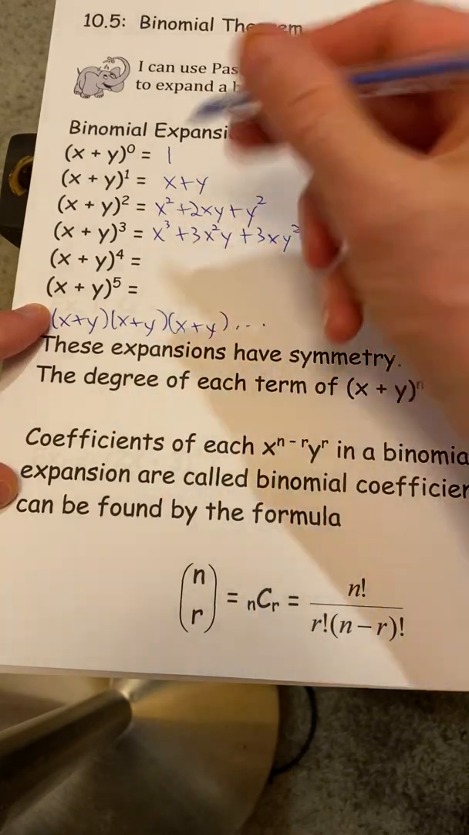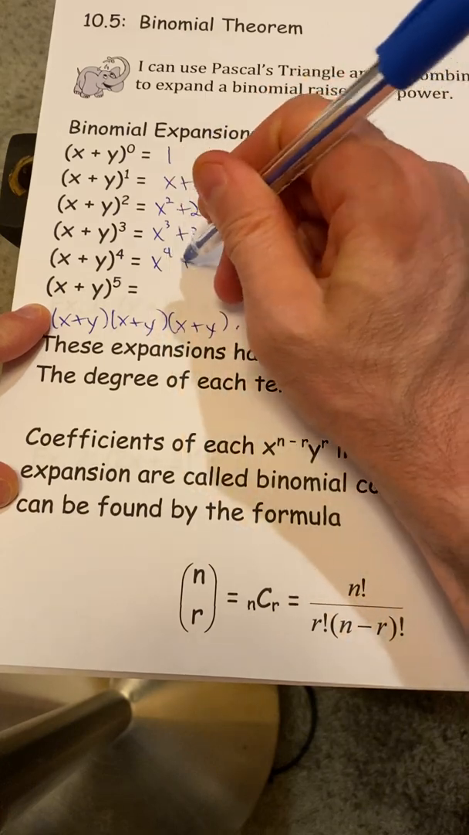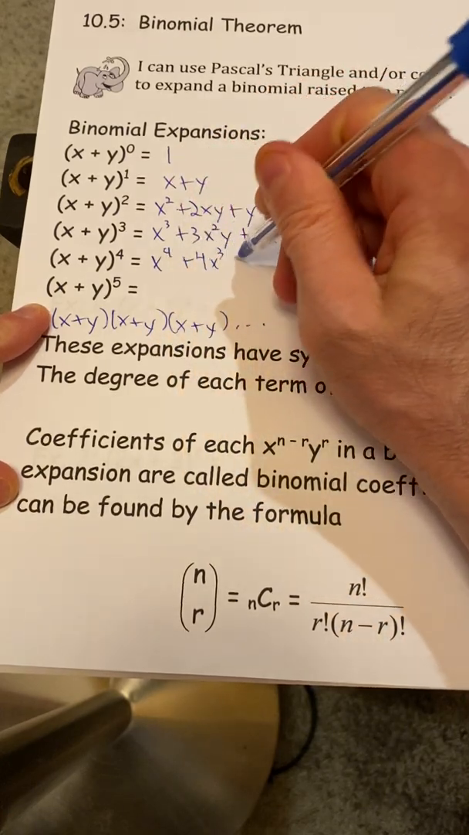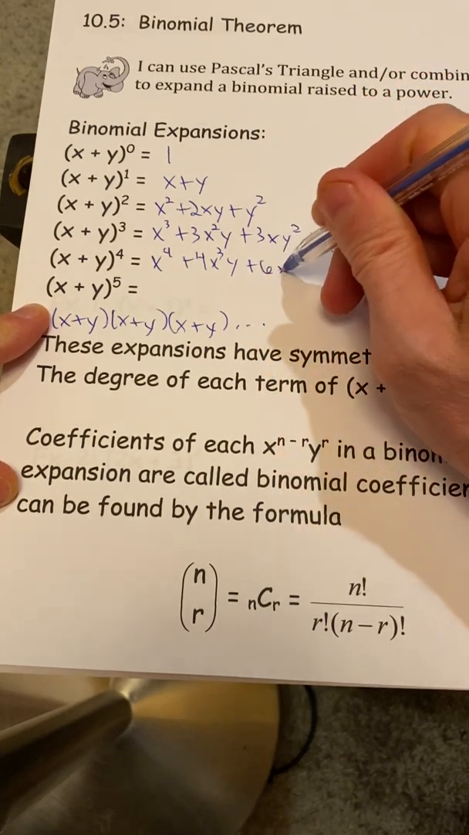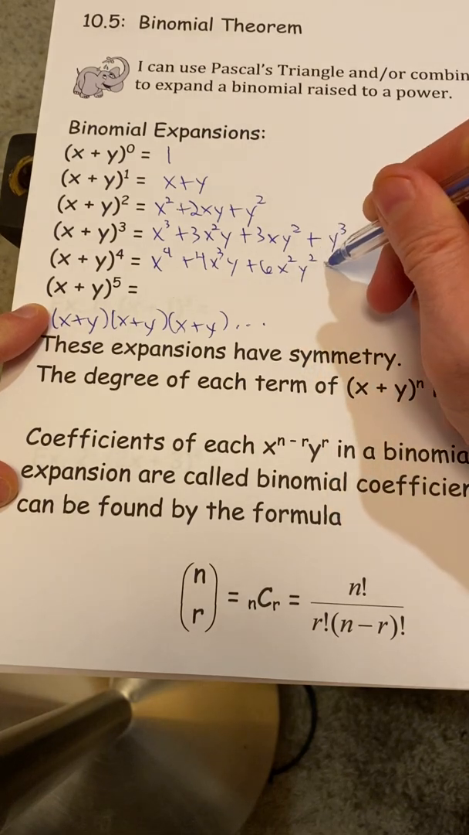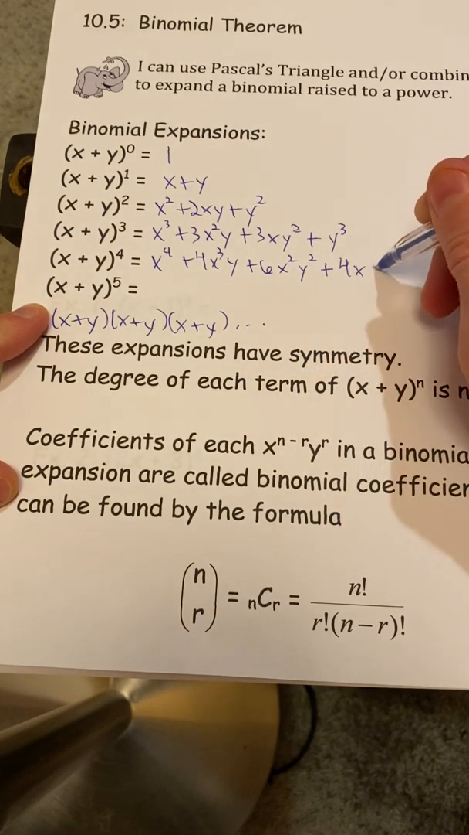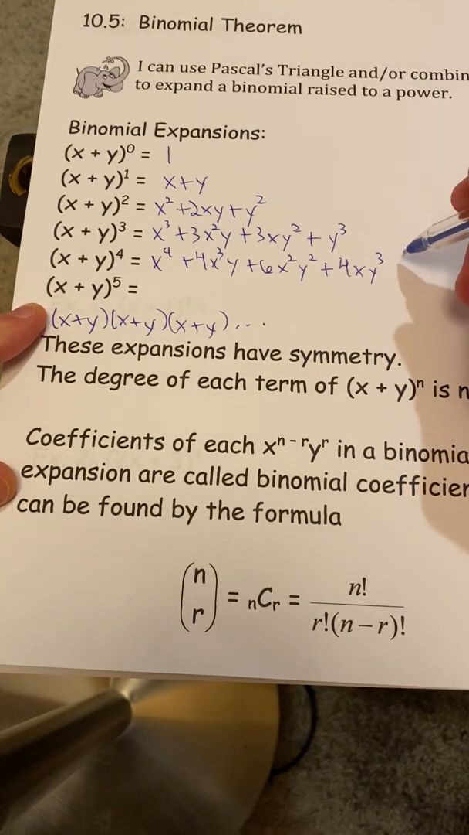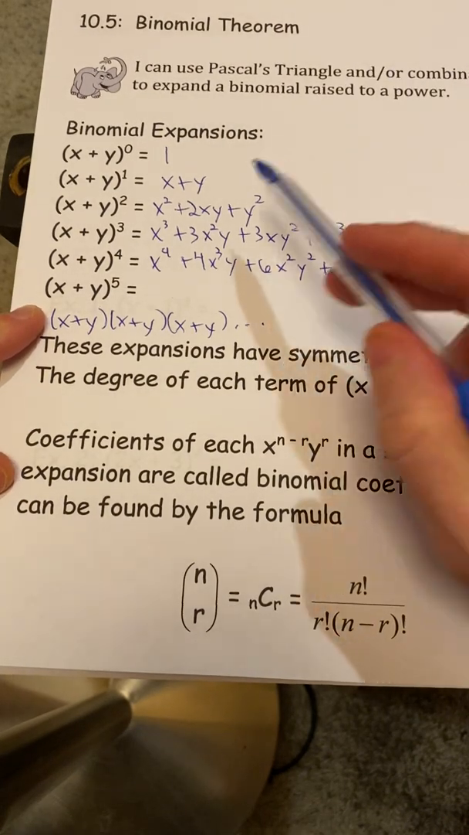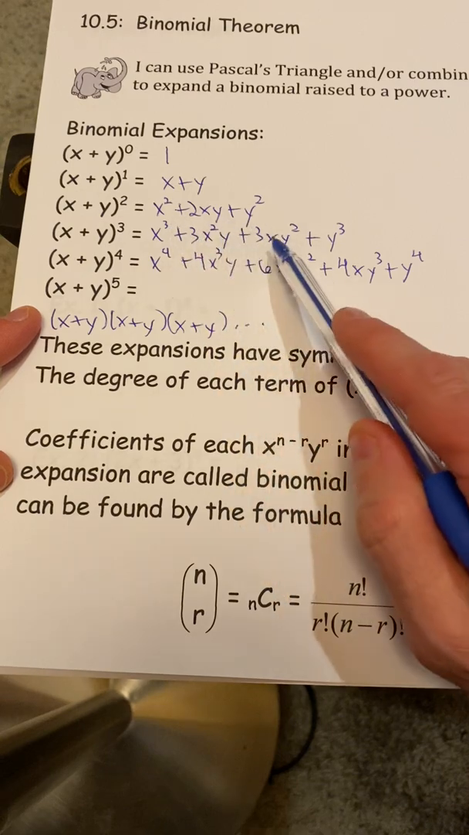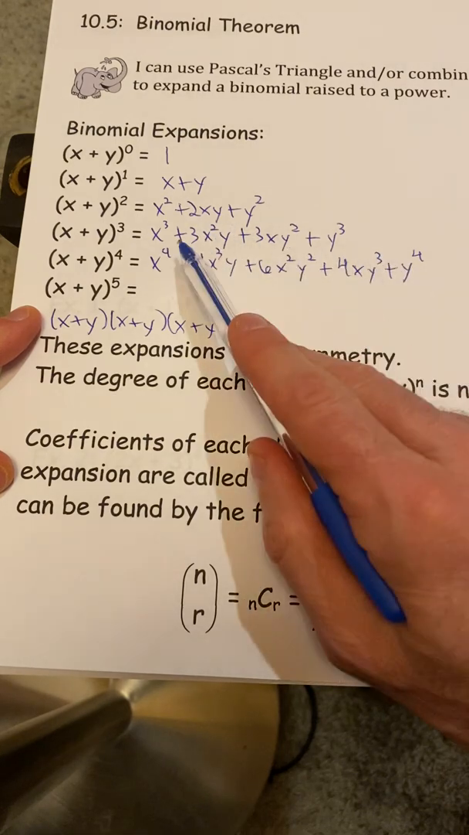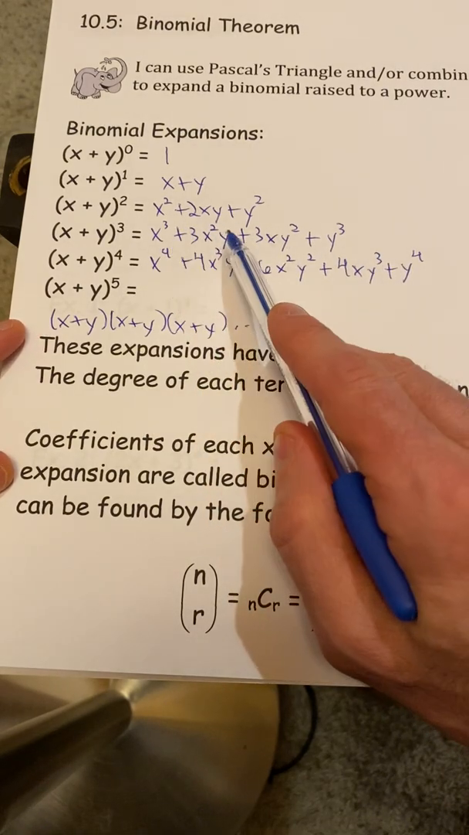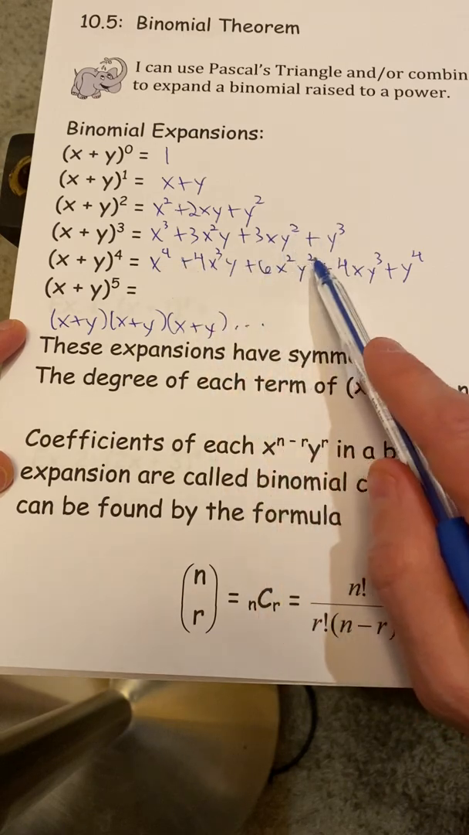X plus y to the fourth is x to the fourth plus 4x to the third y, plus 6x to the second y to the second, plus 4xy to the third, and the last term is plus y to the fourth. There are some patterns you may already see emerging. The powers of x go 4, 3, 2, 1, 0, and the powers of y go up: 0, 1, 2, 3, 4.